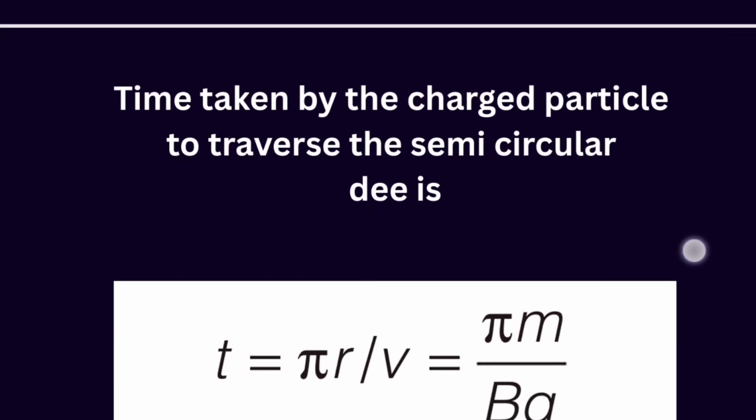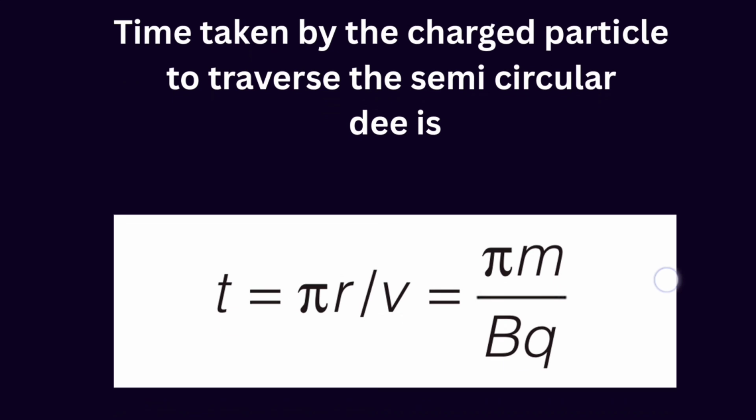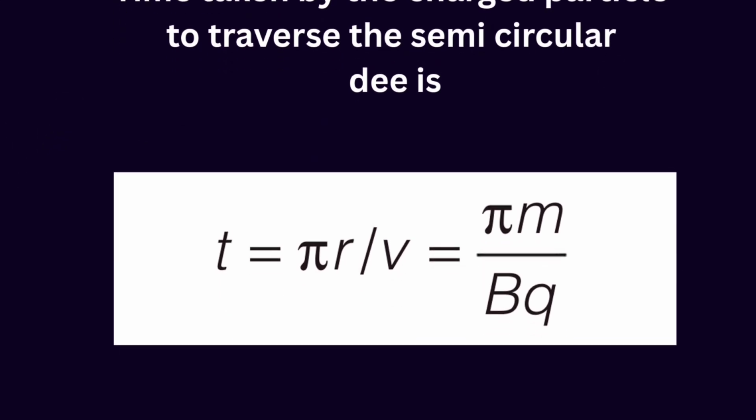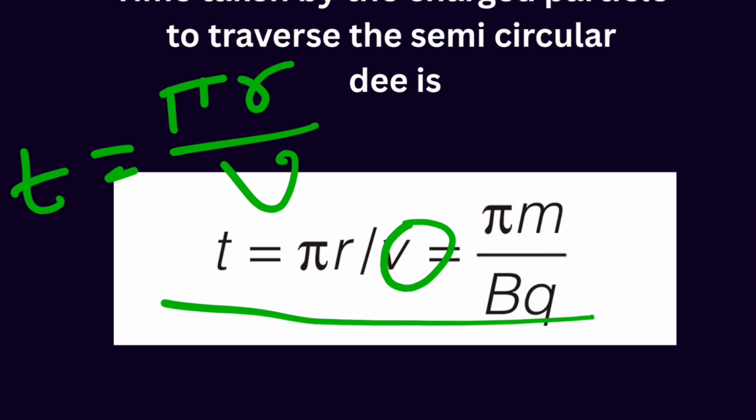Now, the time taken by the charged particle to traverse the semicircular dee is t equals, for a semicircle, pi r by the velocity v. So this equals pi r, we put the value of v from the previous equation, m by B q r, and it reads like this: t equals pi m by B q.